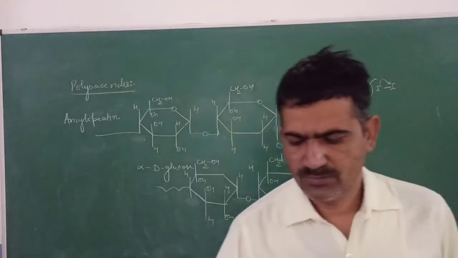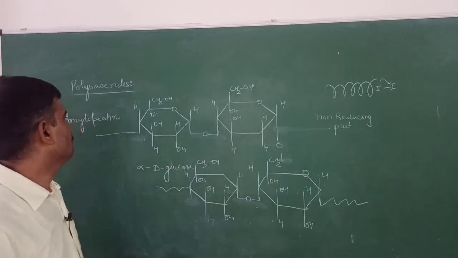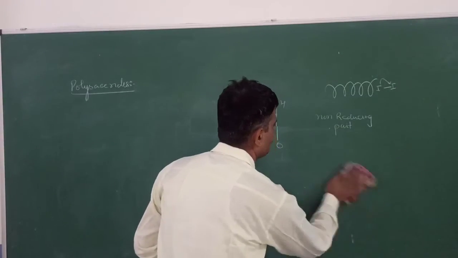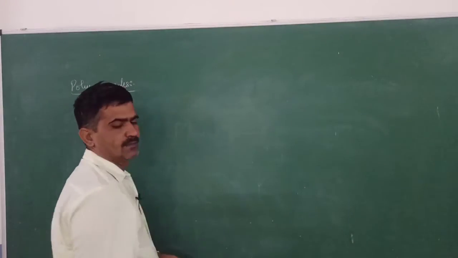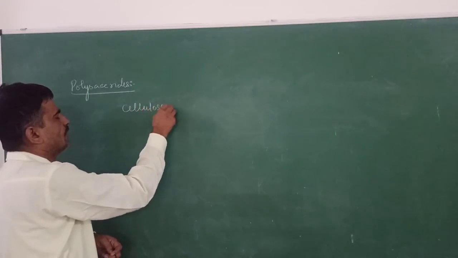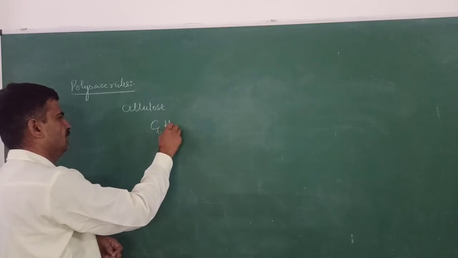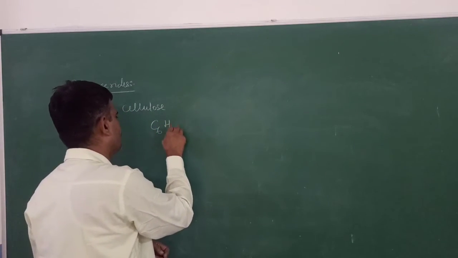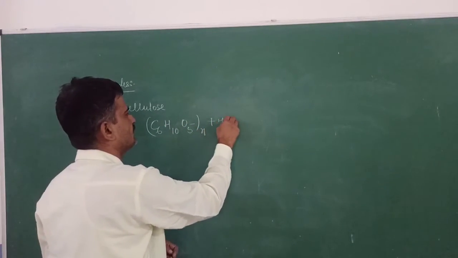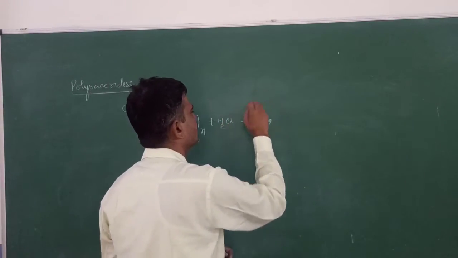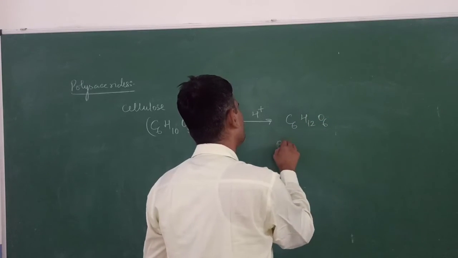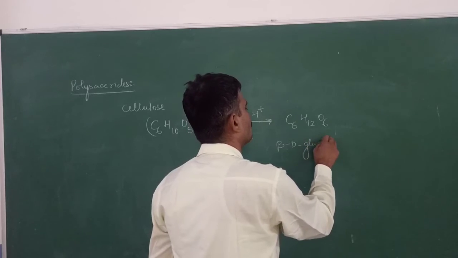After this we will study cellulose. Cellulose is found as a store food inside the plant. Cellulose has the formula C6H10O5 units. This reacts with water in the presence of acid, gets hydrolyzed, and gives C6H12O6, beta D glucose units.